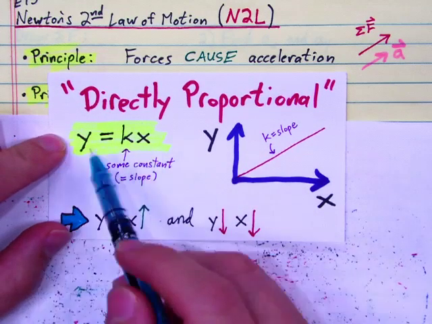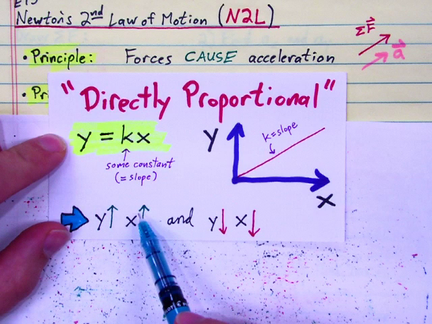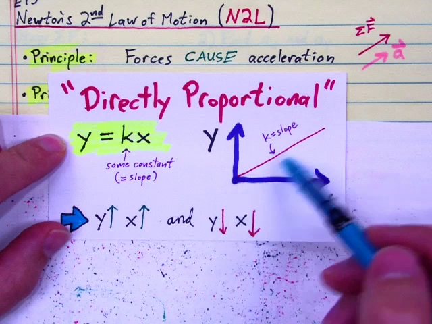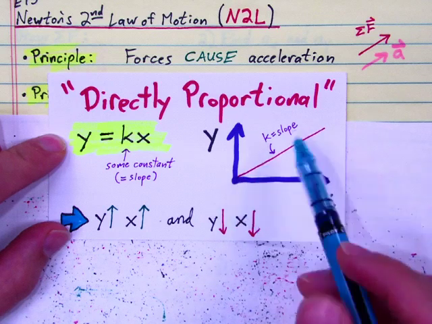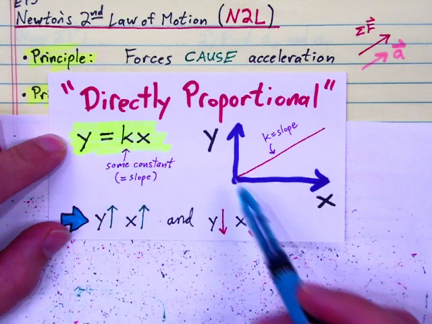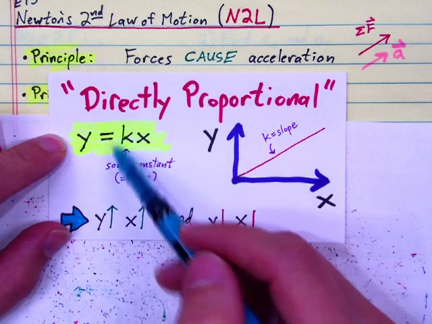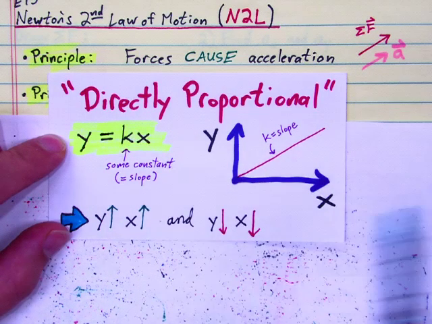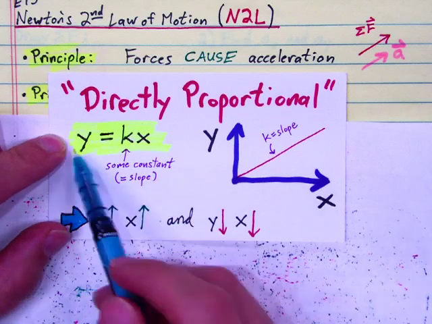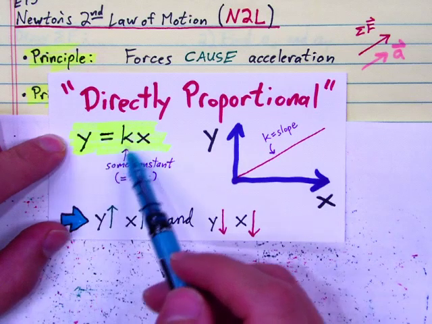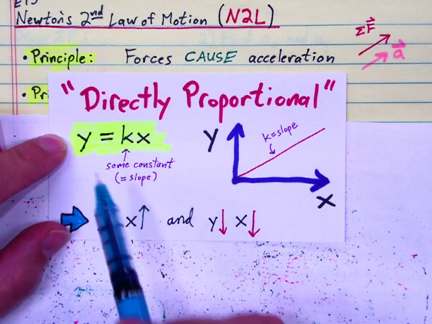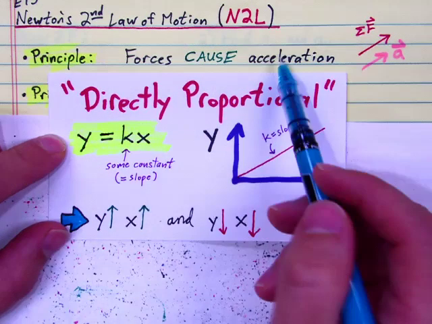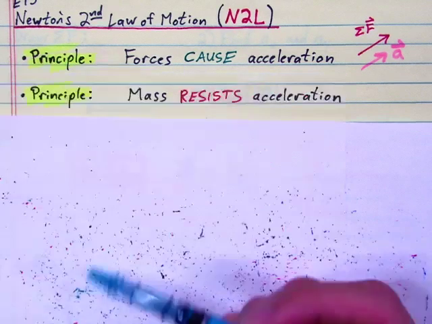If y and x are directly proportional, that means as x increases, y increases, and as x decreases, y decreases. The graph would be linear with a y-intercept of 0 right here. That's a directly proportional relationship between y and x. K here just represents some constant. In this case, it would be the slope of this line. So if two quantities are directly proportional, then they obey an equation like this: y equals some constant times x. That's the relationship between force, which would be like x here, causing acceleration, which would be like y here.